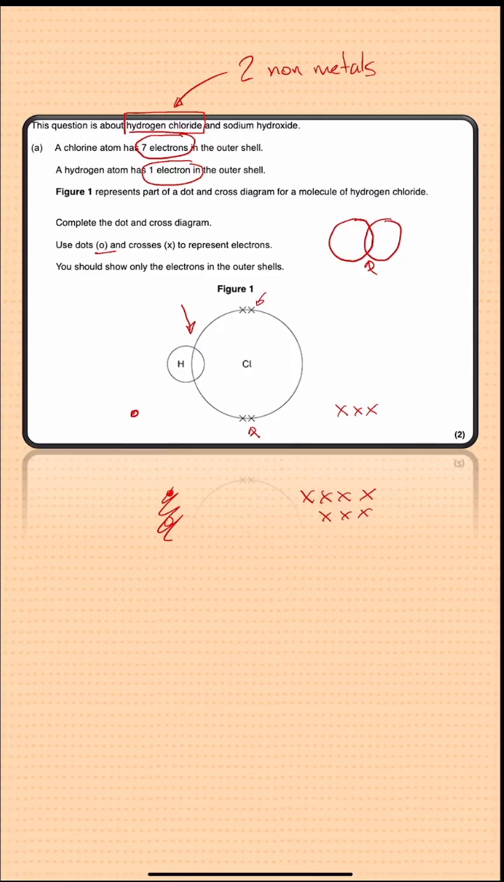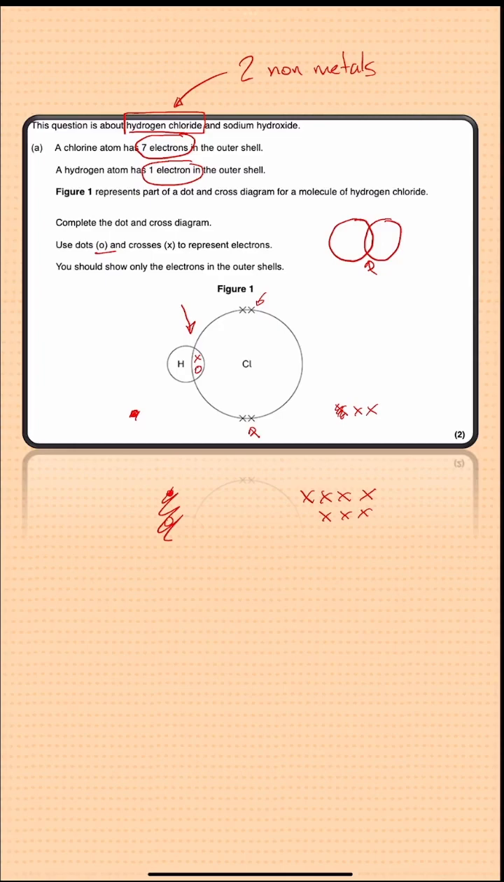So how many electrons does the hydrogen need to get a full outer shell? And how many does the chlorine need? Yeah, well done guys. You need 2 electrons. So the hydrogen needs 1 cross. So let's take that cross, put it in the middle. The chlorine needs 1 dot. So we'll take that dot and put it in the middle.